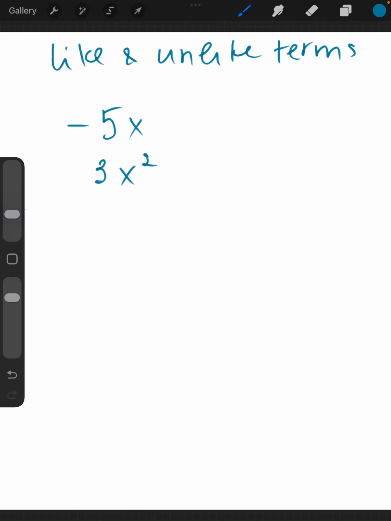I say that's on a different team. Next one is 3xy. It's the xy team. Then 4x, it's the x team. Next, 2x squared. The x squared team.